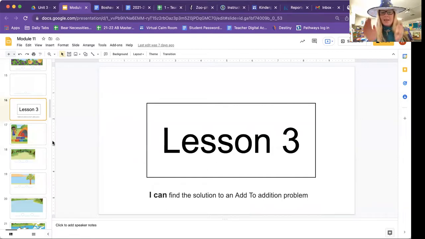Here's our I can statement. I can find the solution to an addition problem. So it makes sense. Add to means addition. But what does the word solution mean? Do you know? That's a really big word for kindergarten. What does solution mean? Do you know? It's the answer.